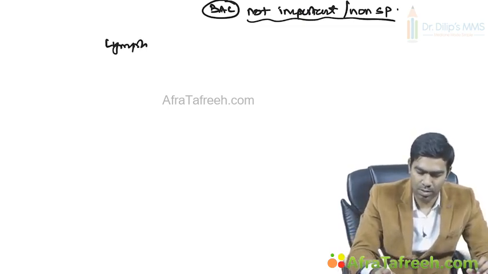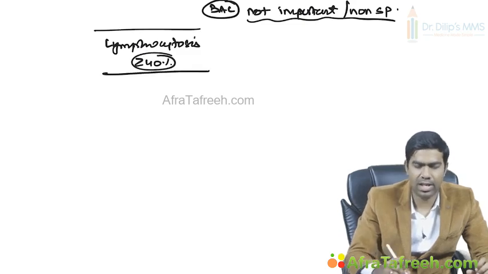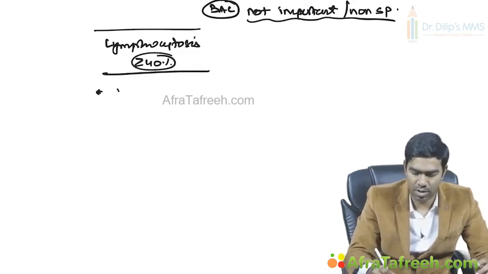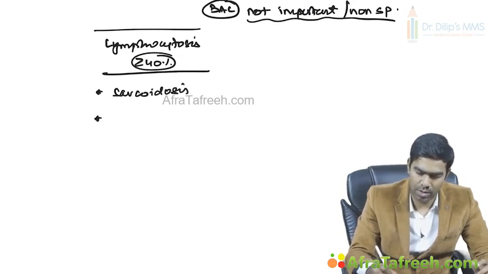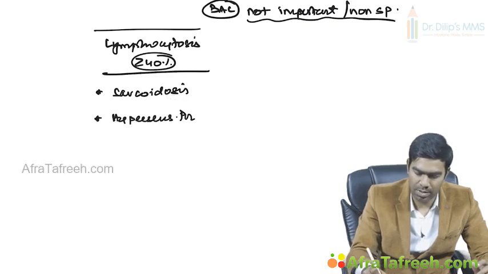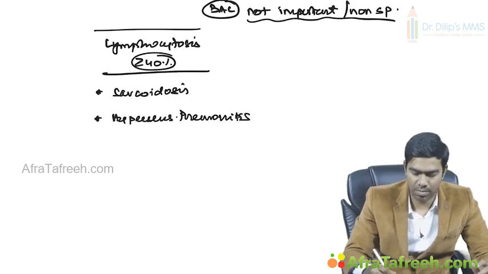So they will ask you about lymphocytic BAL, bronchoalveolar lavage. Especially if you see lymphocytosis more than or equal to 40%, this can happen only in very few conditions. Number one, you can get it in sarcoidosis. And number two, you can get it in hypersensitivity pneumonitis. But how to differentiate between them?